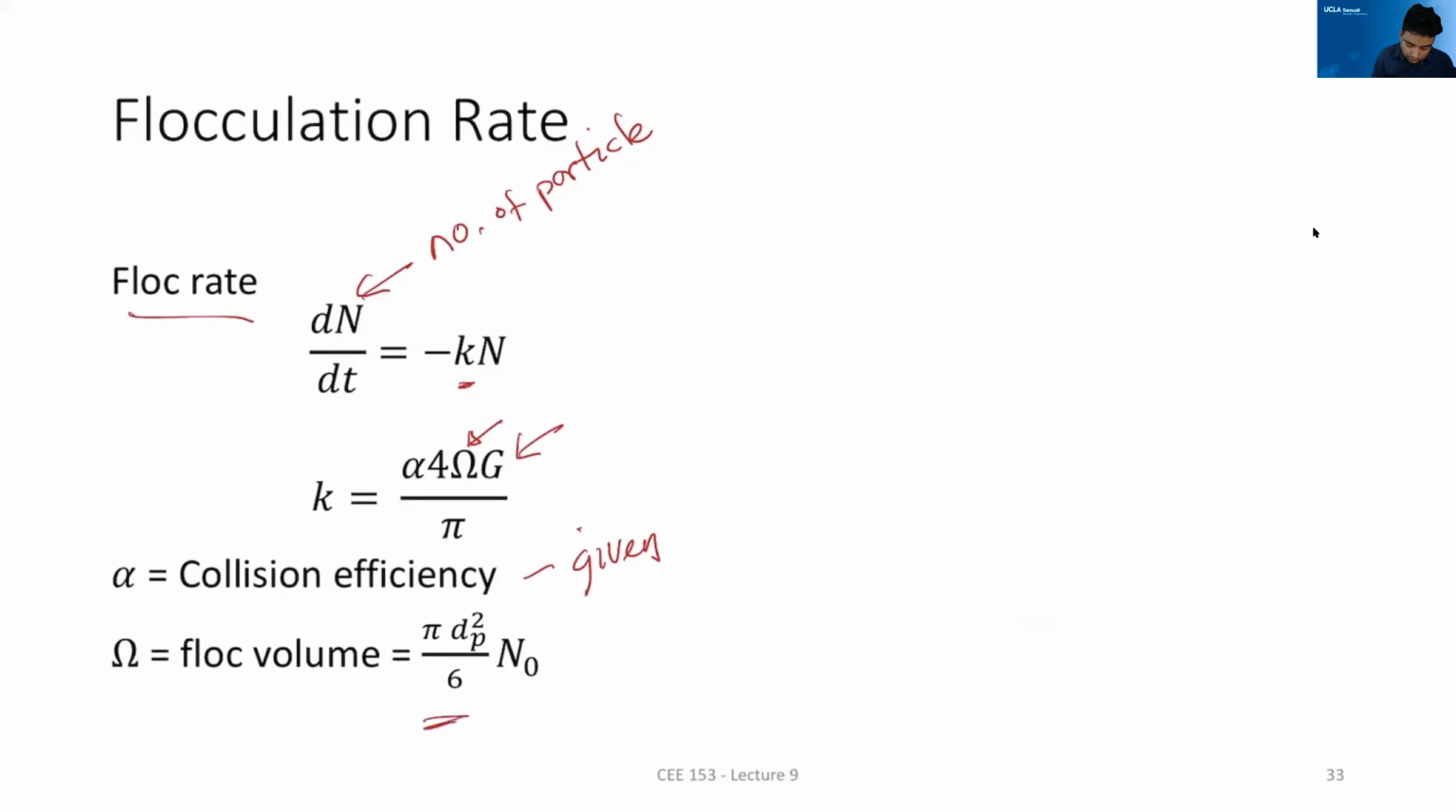The volume is basically the size of individual particles times the number of particles that create the flock. So the initial amount of particles, let's say 1, 2, 3, 4, 5, 6, 7 particles. They create the flock.